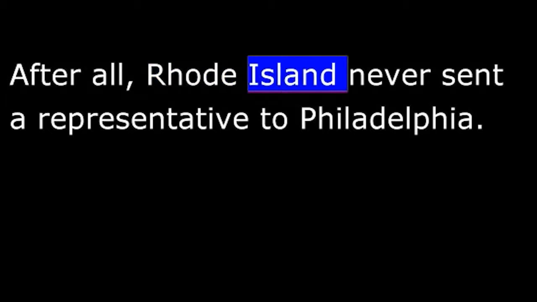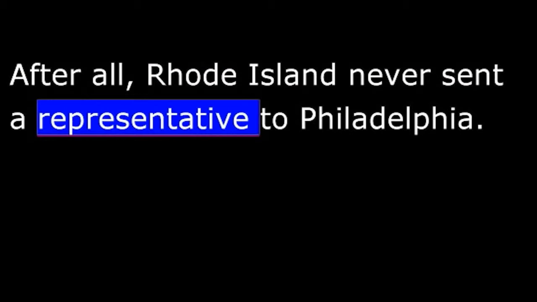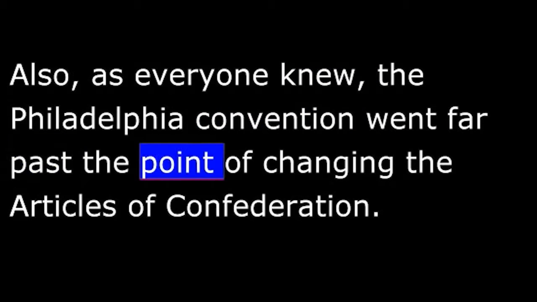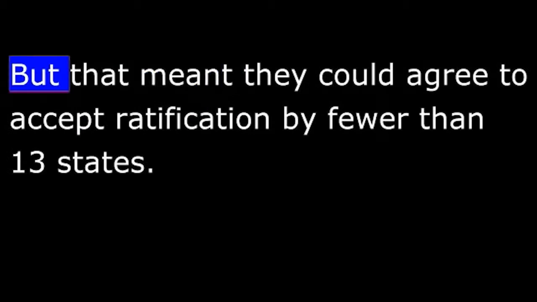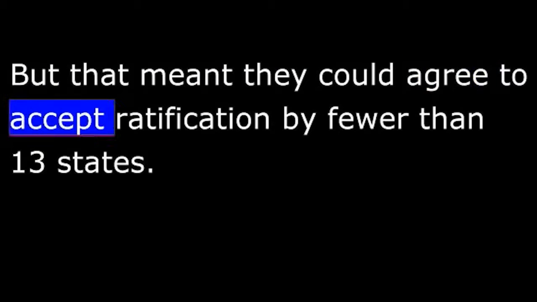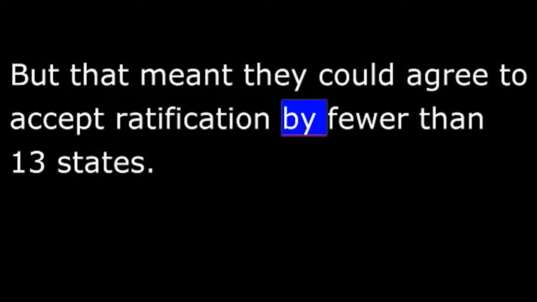After all, Rhode Island never sent a representative to Philadelphia. That state was sure to reject the Constitution. Also, as everyone knew, the Philadelphia Convention went far past the point of changing the Articles of Confederation. The delegates wrote a completely new plan of government. But that meant they could agree to accept ratification by fewer than 13 states.